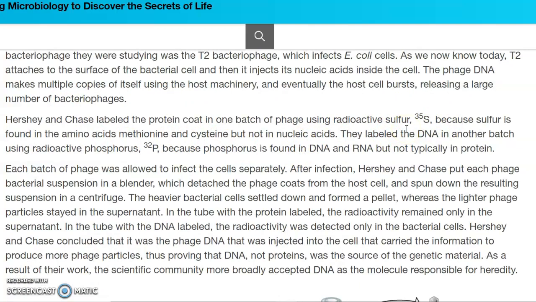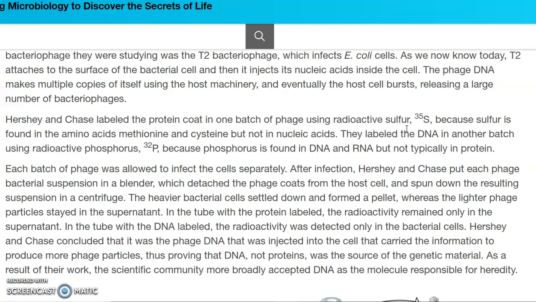So what they did is they took the protein coat in one batch and they labeled it, or they basically injected this radioactive sulfur into it. Sulfur is found in amino acids, but not in nucleic acids, so not in DNA. And then they took another batch and they used radioactive phosphorus to label the DNA, because phosphorus is found in DNA and not in proteins. And so they had this batch with the sulfur that was basically radioactively labeling the proteins. And then they had another batch that had the radioactive phosphorus, which was the DNA.